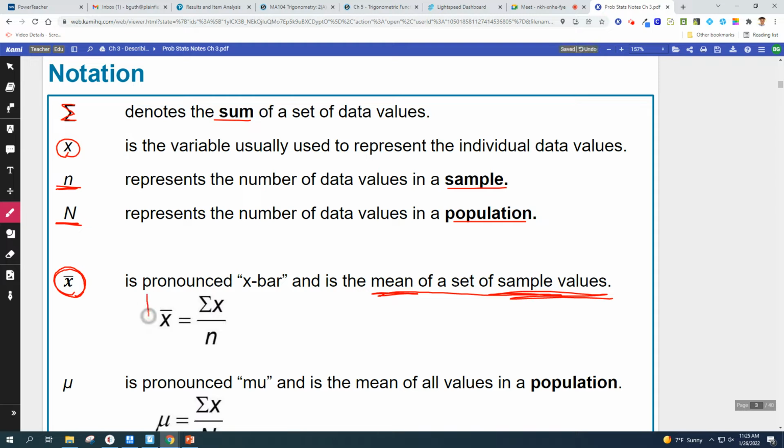And so I know this notation looks difficult, but remember that sigma means sum. And so all that says is we're going to add up all the values and divide by the number of numbers. So yeah, that's mean. That's the same way that we've always calculated mean. You add up all the numbers and you divide by the number of numbers. That's mean.